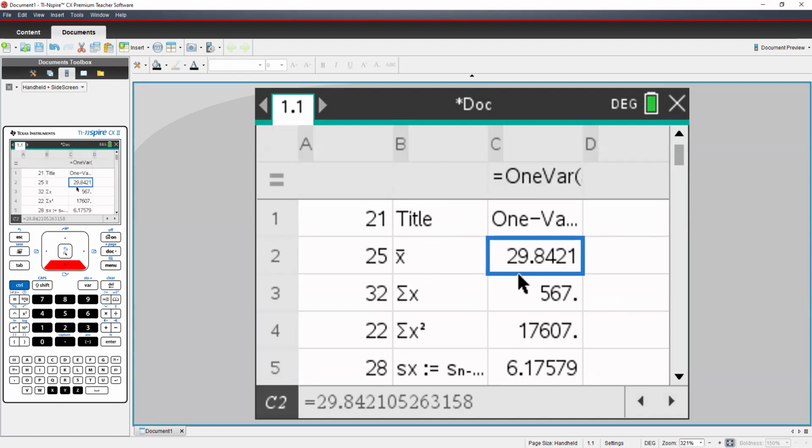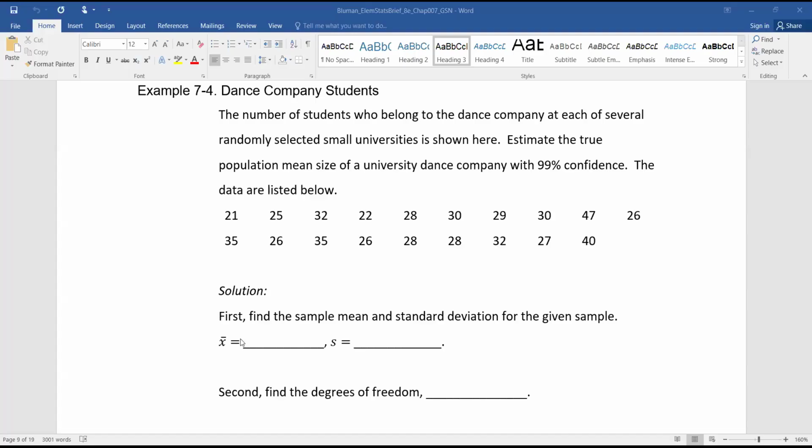So let me switch over. I now know that my sample mean is 29.8. Again, you go one more decimal past what you're given. And then for my s, I want the sample standard deviation, not the sigma, so the lowercase s. And in that case, that would be 6.176 is what we can go with.